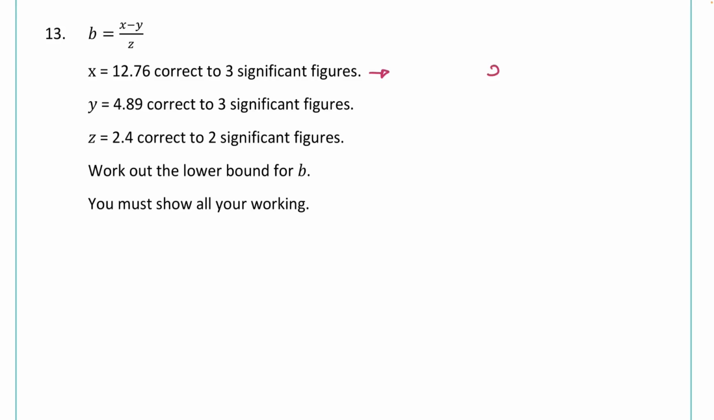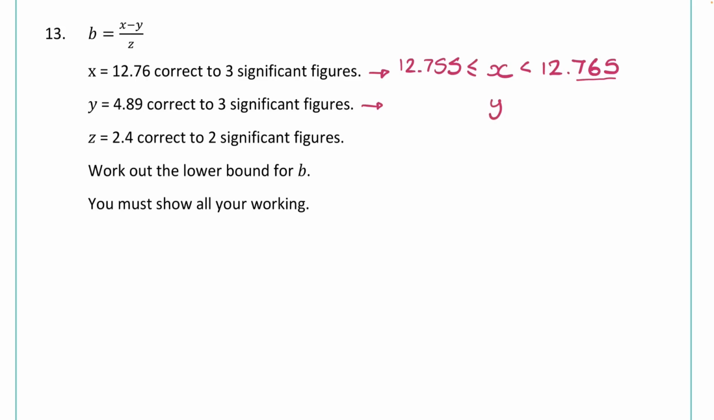So x is 12.76 to 3 significant figures. So I always do the upper bound first, 12.76, and then stick the 5 on the end. And then the lower one I always find easier to see because it's 765 at the end, it'd be 755. So 755. I'm going to do the same for all three of these.